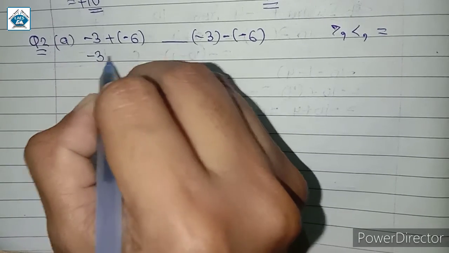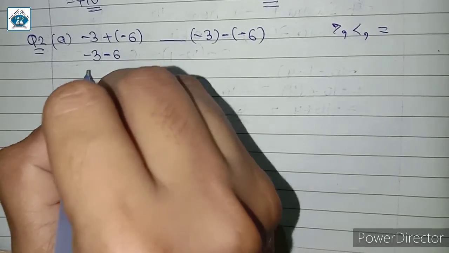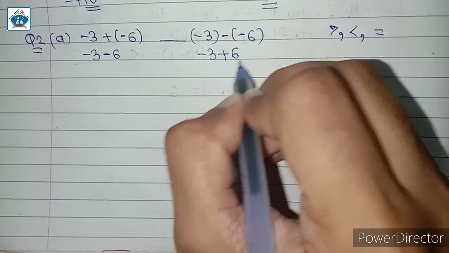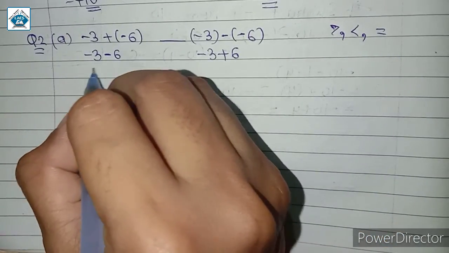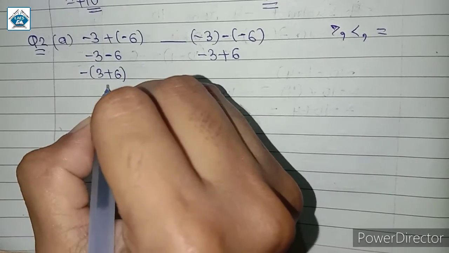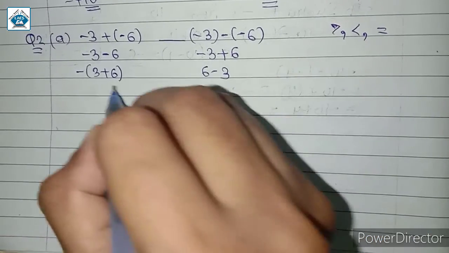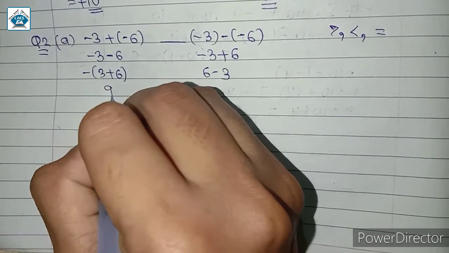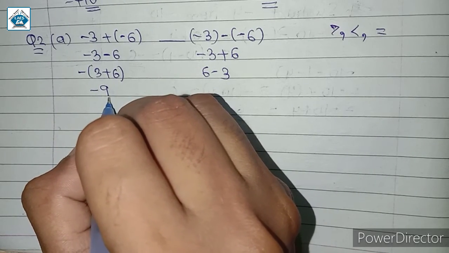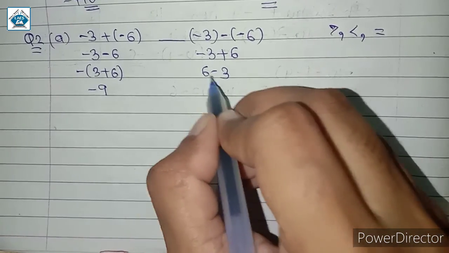Here we have minus 3 plus and minus we get minus and 6 is as it is, and here we have minus 3 and minus into minus we have plus 6. So when we solve this we can take minus common and here we have 3 plus 6, right? And here when we solve this 6 minus 3 इसको ऐसे लिख सकते हैं. So यहाँ पे 9 हो जाएगा minus 9, ठीक है, minus 1 as it is. 6 plus 3 is equal to 9. Next we have 6 minus 3 which is equal to 3. 6 minus 3, 3 मिलेगा.